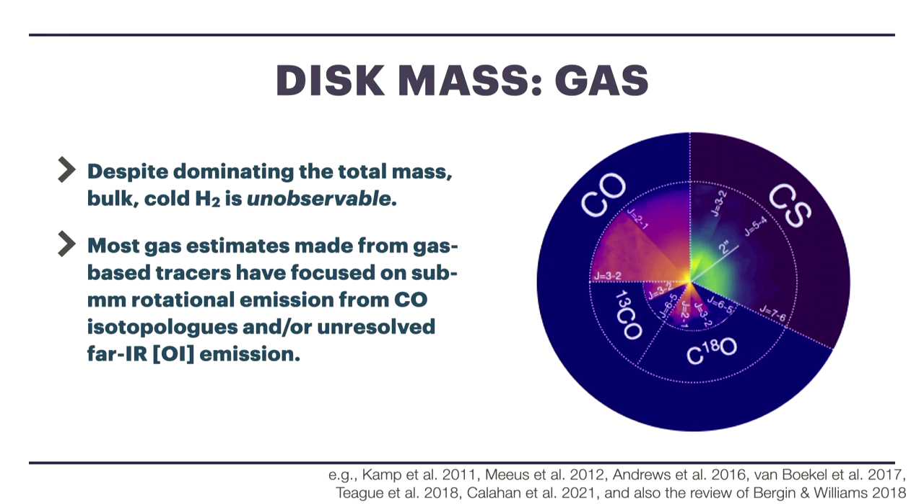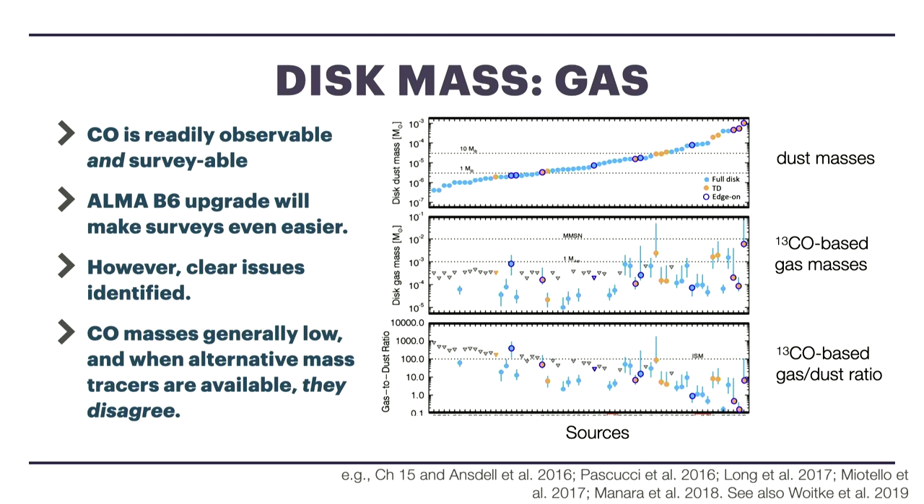All right, so moving on to gas mass. As Andrea beautifully showed yesterday, most of the mass in these systems is entirely invisible to us, sadly. We can't see H2, so we often have to rely on tracers. Most of the disk gas masses out there rely on things like carbon monoxide. Carbon monoxide is a good option. It's readily observable, readily surveyable, as many examples of surveys in the literature show. You'll hear about more in the next talk.